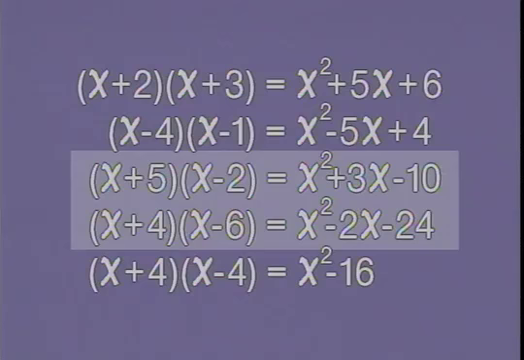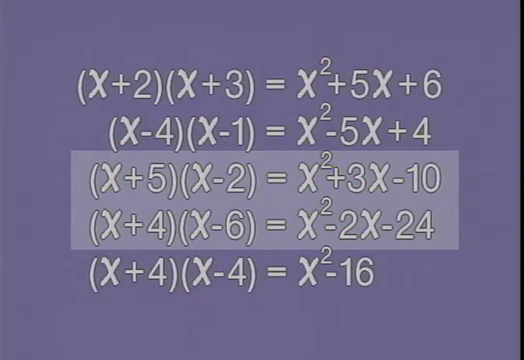To get the middle term in the x plus 5 times x minus 2, we multiply x times negative 2 to get negative 2x, and positive 5 times x to get positive 5x, which means we have a negative 2x and a positive 5x, and adding two numbers, the negative 2 and the positive 5, with opposite signs, you take the sign of the larger and subtract, so we get a positive 3. Thus, the middle term in the answer is positive 3x. In the next problem, the x plus 4 times x minus 6, we add 4x and negative 6x, which gives us a negative 2x.